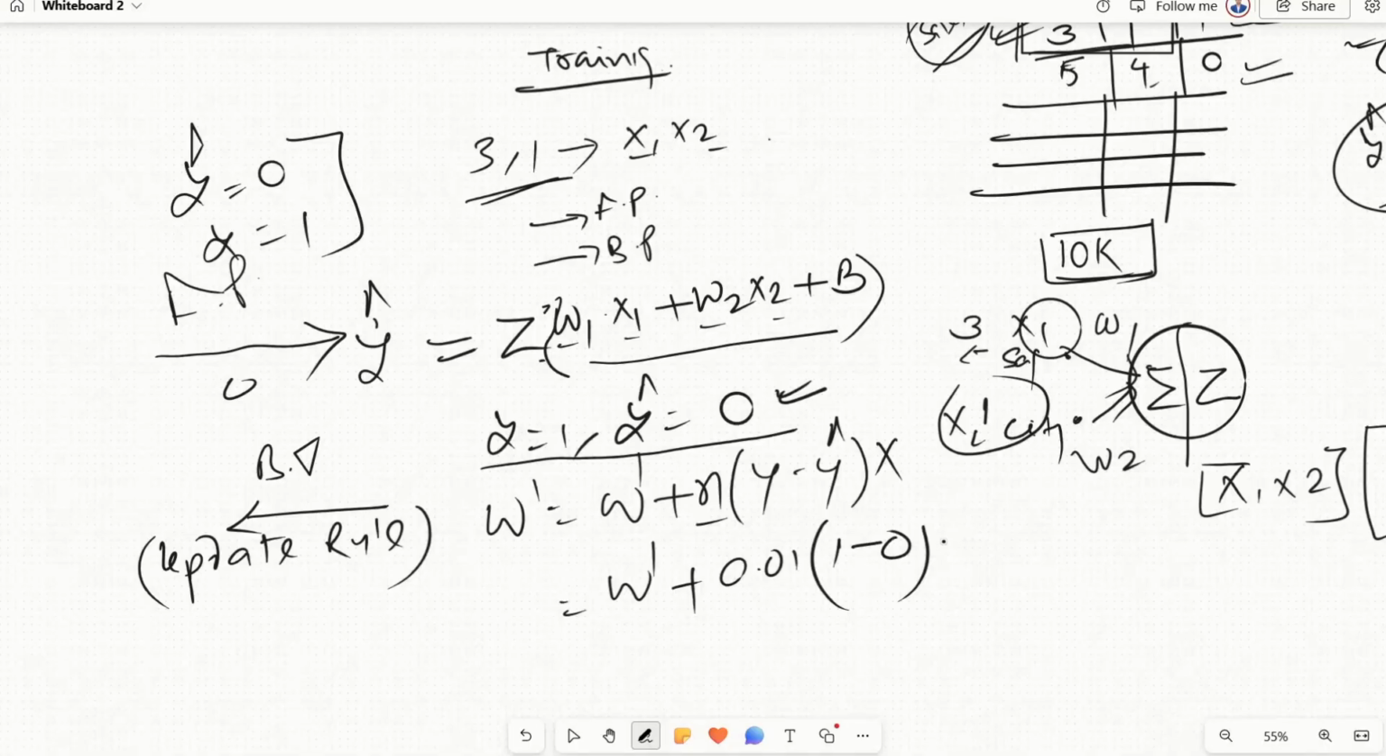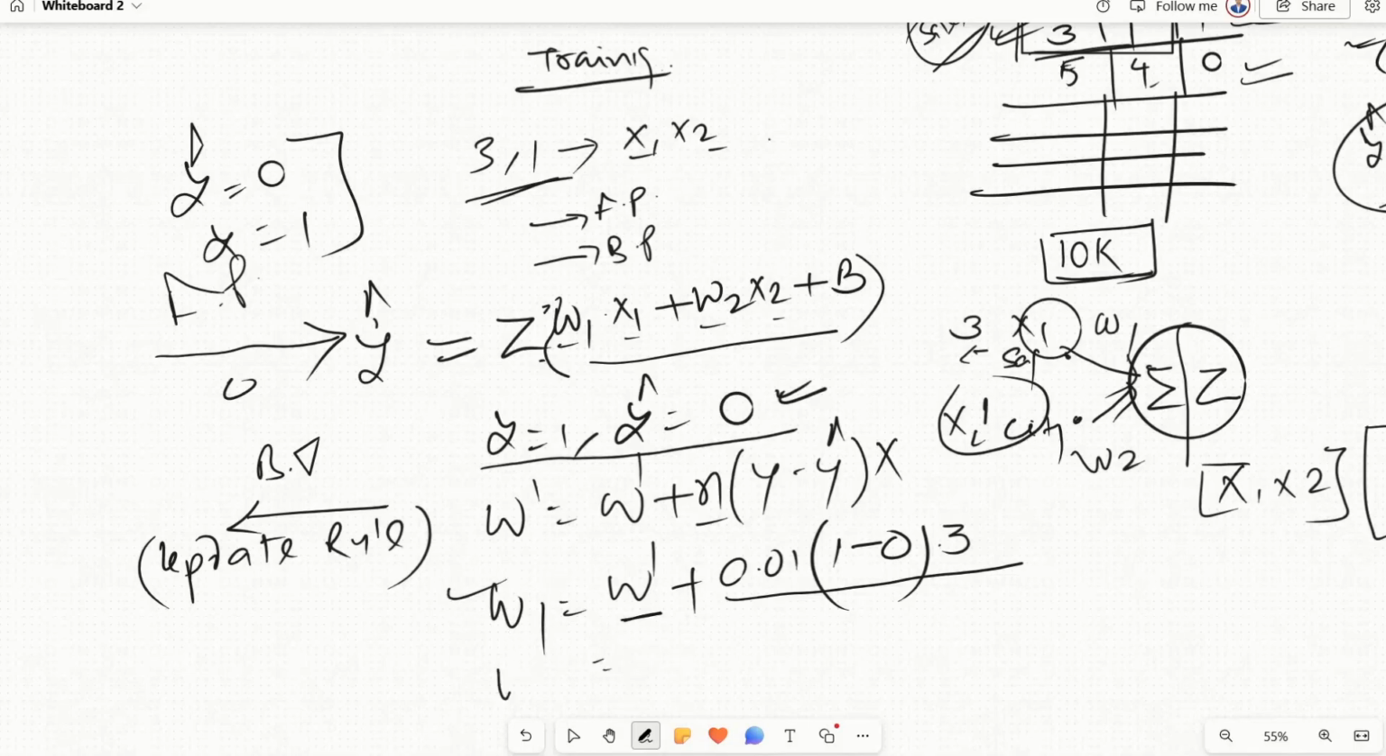And x. What is my x here? I have my coordinate, right? My x is 3 and 1. Let's suppose the first one is 3, so it will find w1. So w1 will be some old weight, and this way I will find the new weight w1.